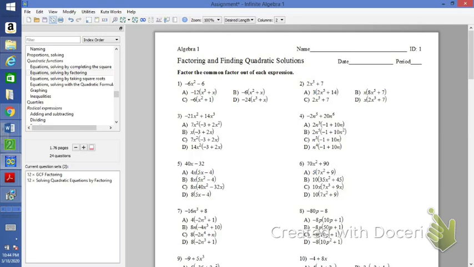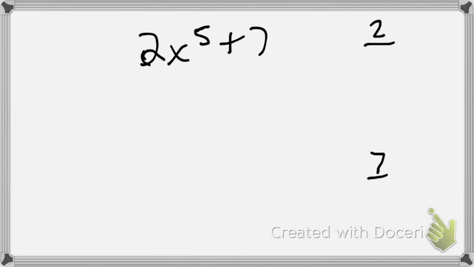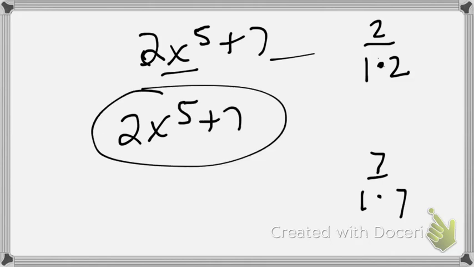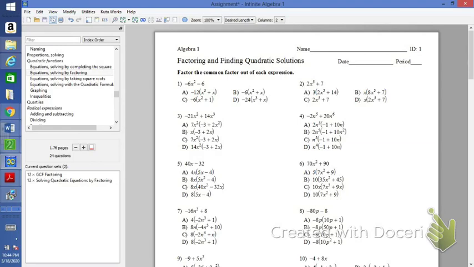Next, we have 2x to the 5th plus 7. All right, so we have 2 and 7. Factors of 2: 1 and 2. Factors of 7: 1 times 7. They don't have a common factor. So look at our variable. Well, we have an x to the 5th in only one term, so there's nothing in common there either. So 2x to the 5th plus 7 is your final answer. That is C.